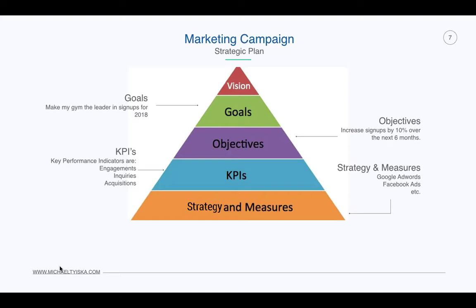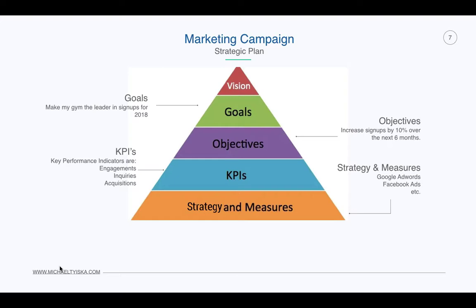That's the conversion. So this benchmark has all the information about what the conversion rate is and what the average bounce rate is, and all that kind of stuff. So that's objectives. We want to increase our signups by 10% over the next six months. But the next one is KPIs.